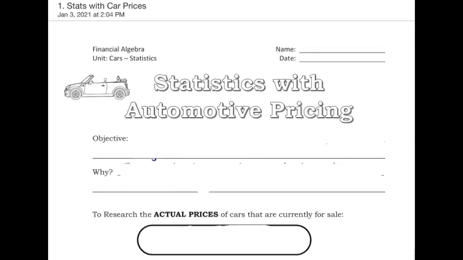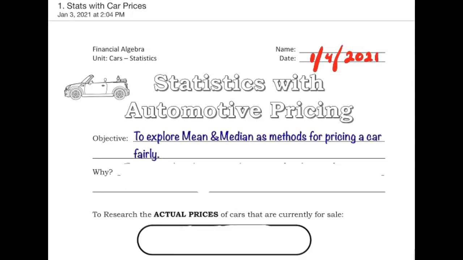So today's date is January 4th, 2021. And today's objective, we're going to start slow, and then within probably 2 weeks, we're going to have a lot of car finance knowledge behind us. But today we are going to explore mean and median as methods for pricing a car fairly.